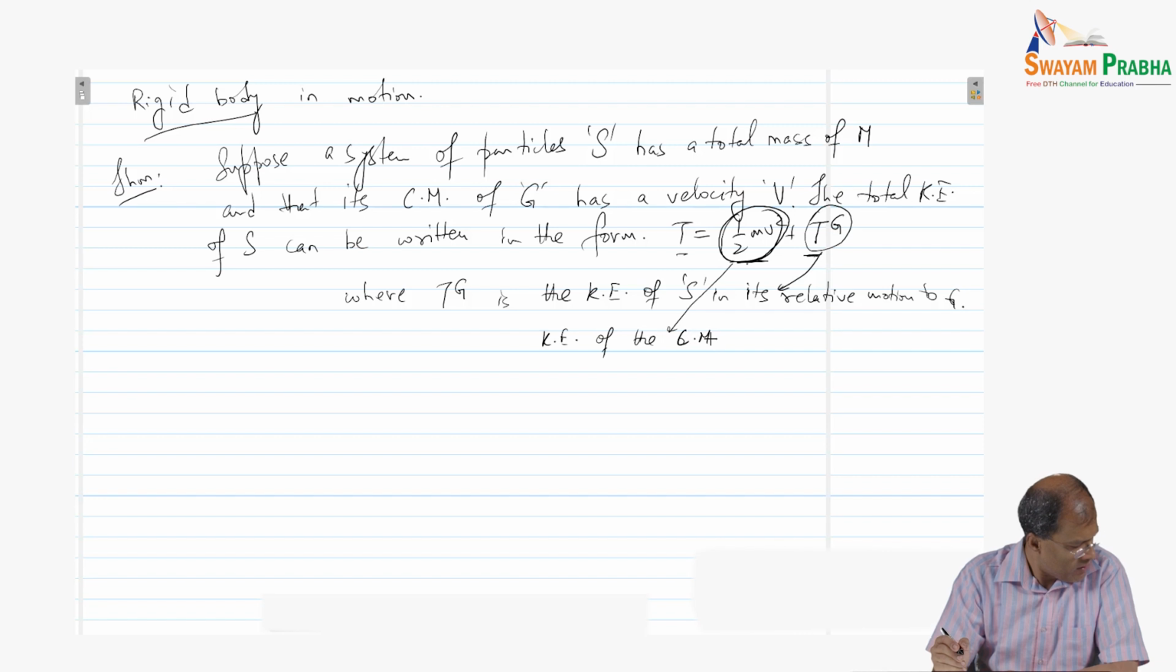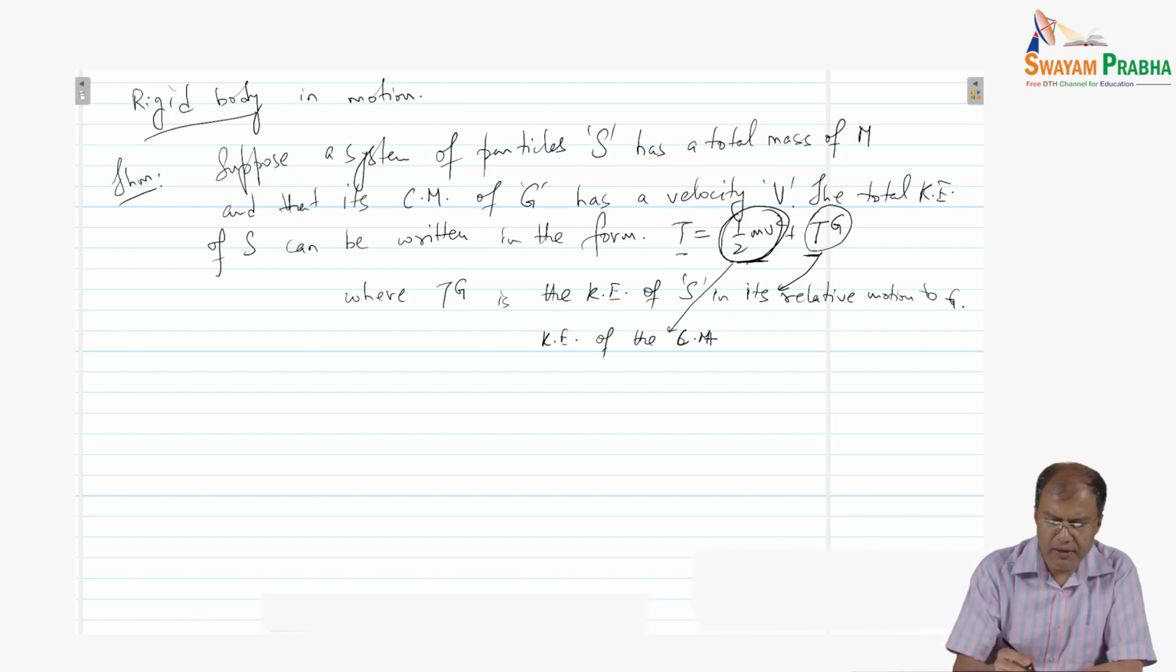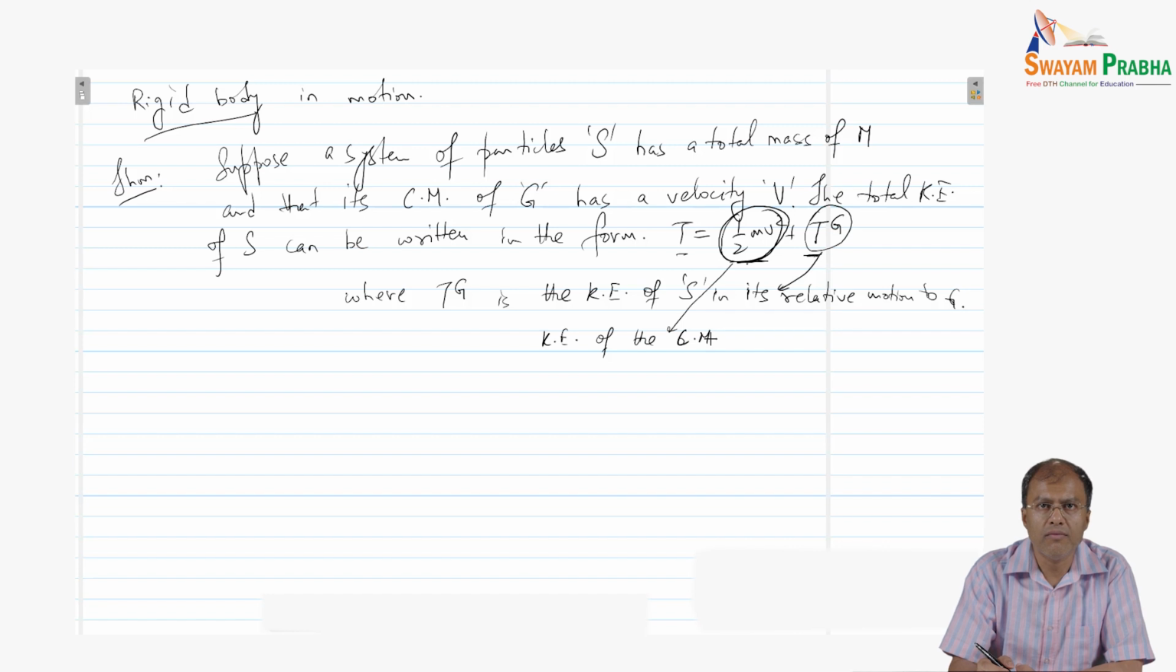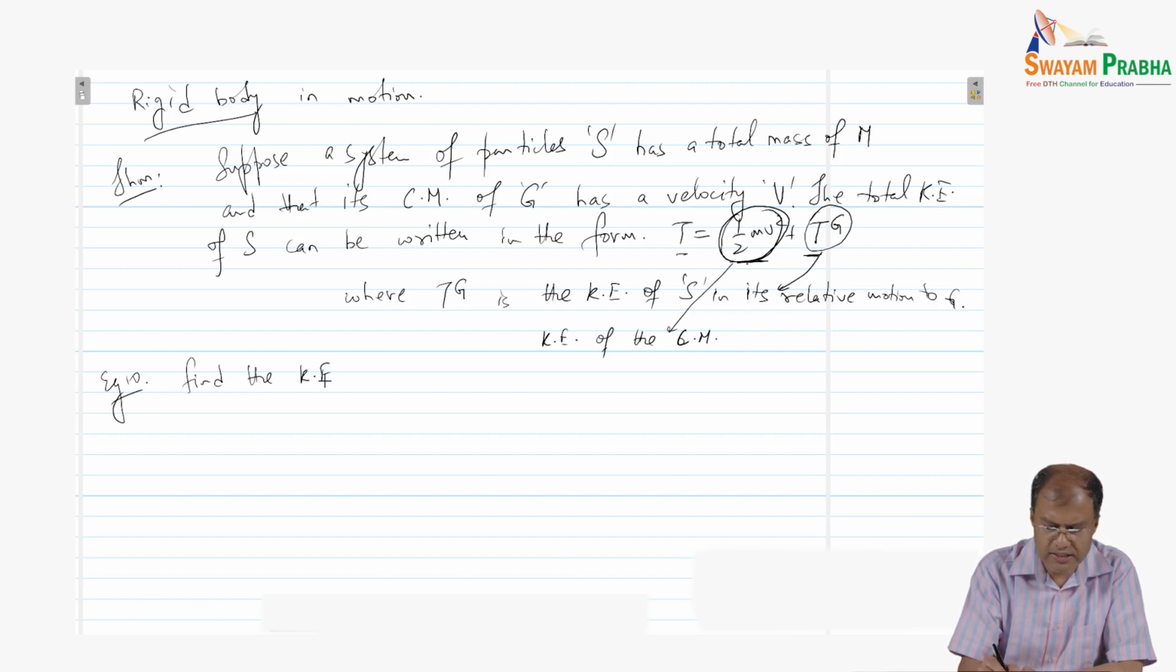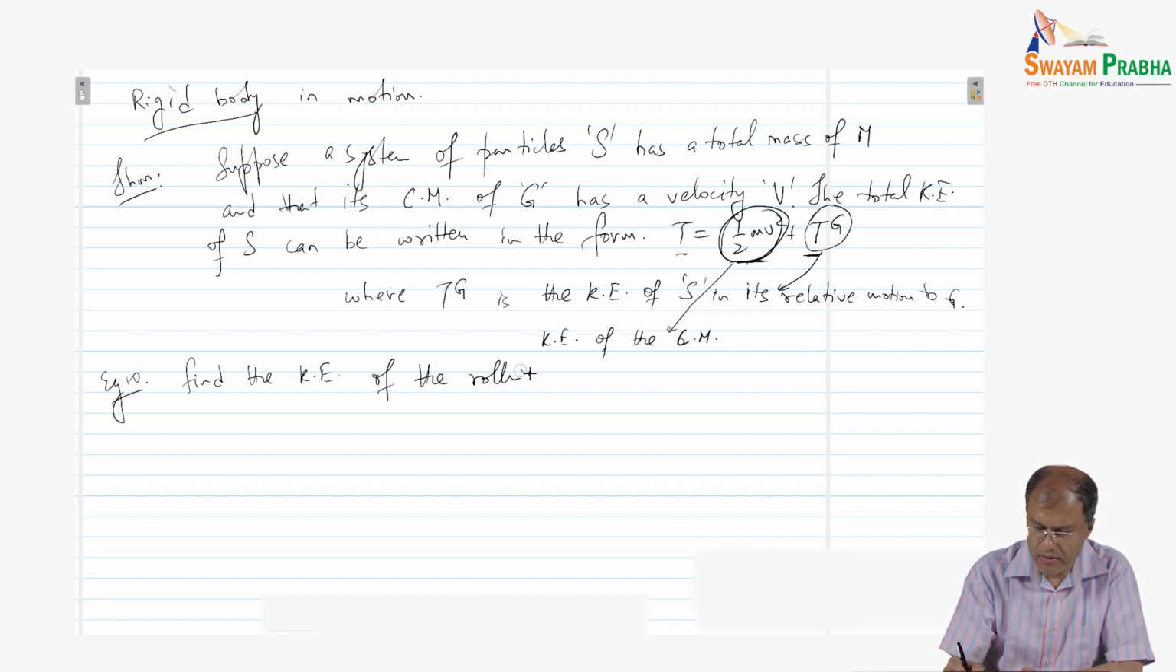Okay, so let us look at this setup in a problem. We try to understand this setup with a problem. We find the kinetic energy of the rolling wheel as shown.